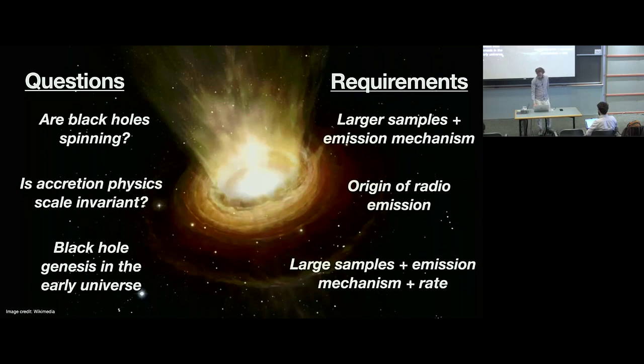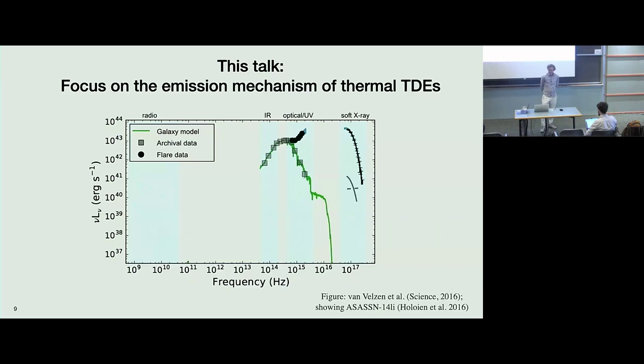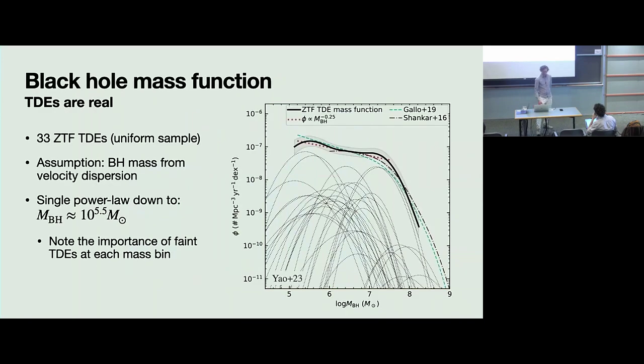So let's see what can we learn about the emission mechanism in TDEs. And I'm focusing here mainly on thermal TDEs, because that's what I've done most of my recent research on, and I think it's just for the sake of time. Okay, so first I have a statement that TDEs are real, and maybe this is not surprising to everyone here, but we have to remember that if we don't know the emission mechanism of TDEs, how do we even know that we are seeing them, right? That is kind of a problem already.